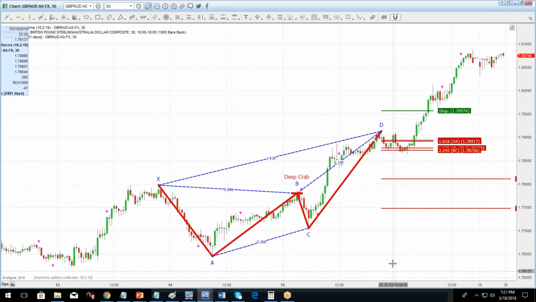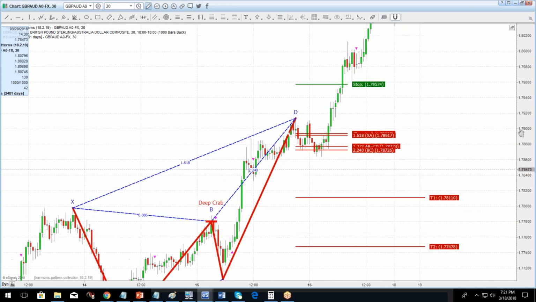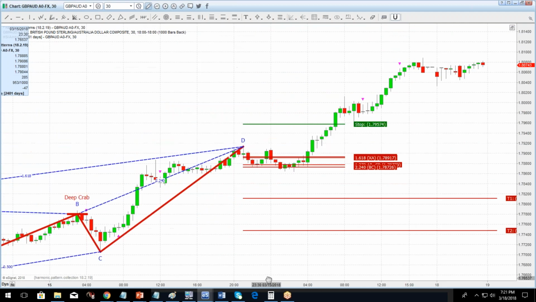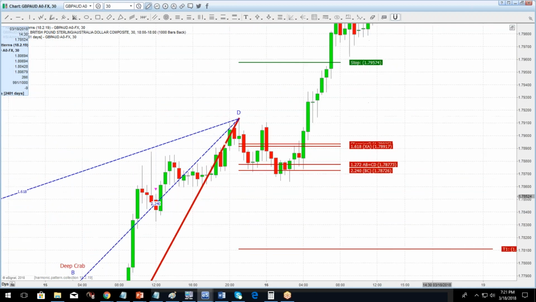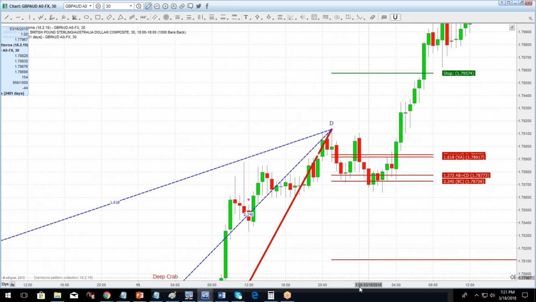I mean, here's another one. Here's a reaction. It's a good example of it too, because we see a lot of these. This is pound Aussie on a 30-minute, a very nice deep crab pattern. And look, it goes beyond the 1618 and then goes sideways for quite a bit. Now, that's not bad. In a short period of time, from high to low, you're looking at about 50, 60 pips, but not a big reaction.